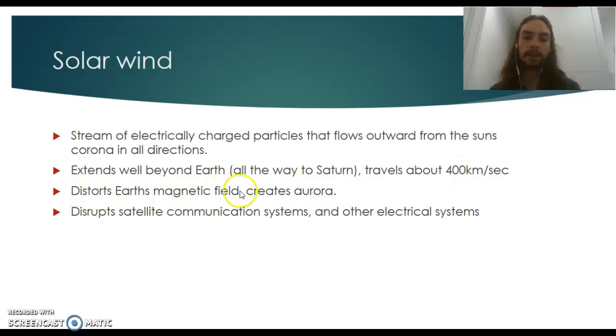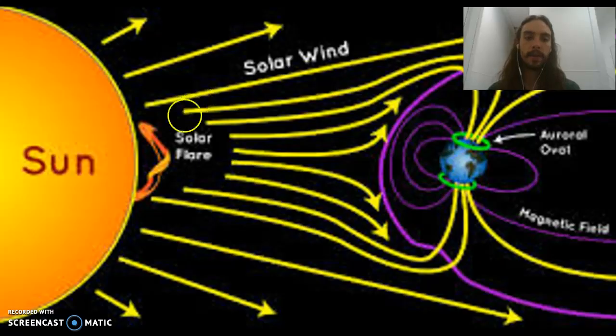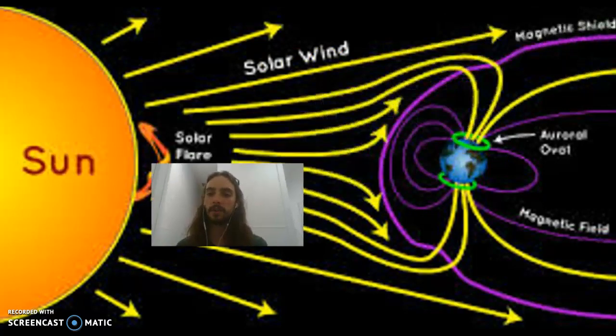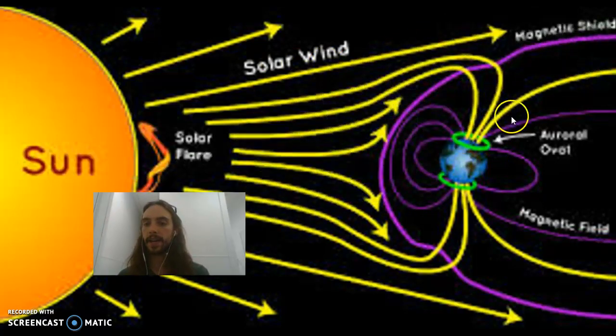It distorts Earth's magnetic field, which creates the aurora. We'll talk about aurora in the next slide. And it disrupts satellite communication systems and other electrical systems in the area of the solar wind. If we have high solar wind events, then certainly electrical systems will be disrupted. So here's just a picture of solar wind. The sun's energy is just producing this solar wind, electrically charged particles. They travel along our magnetic field, and they kind of travel along lines in our magnetic field.